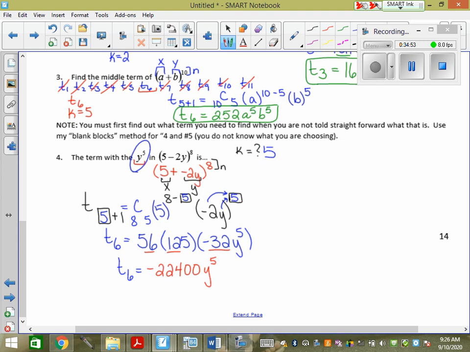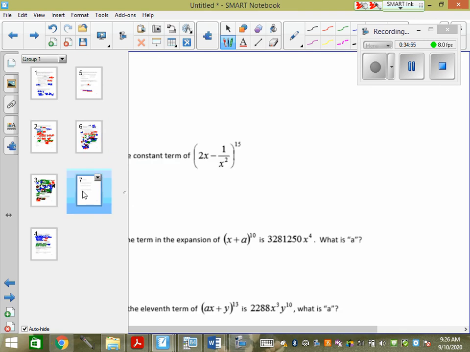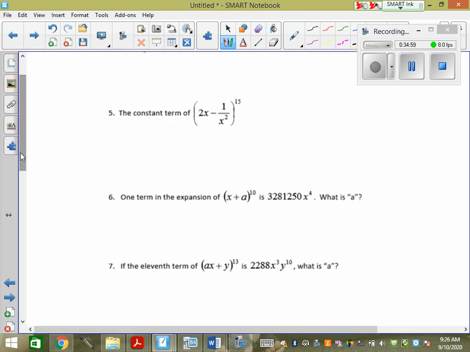Flip over. It's the last lesson of the unit, just so you know. Okay, building you up. So this one says the constant term. Constant terms have, do you remember? What is a constant term?